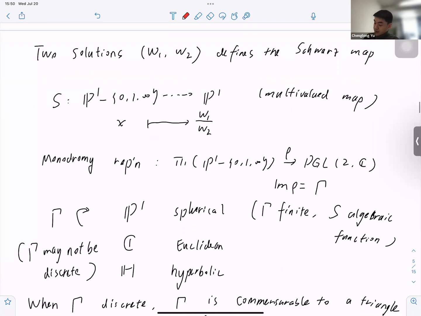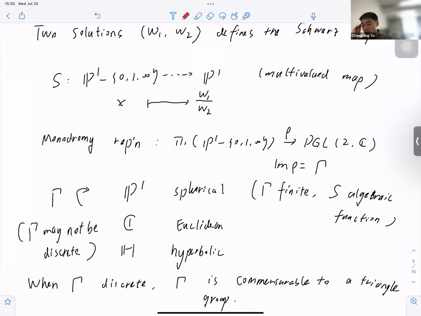And the second case is a Euclidean case. So gamma may act on the complex plane. And the last case is that gamma fixes a hyperbolic ball inside P1. So the target is P1. So it fixes a hyperbolic ball inside P1. Notice that this gamma may not be discrete. So it's also a very interesting question to classify in which cases this gamma is discrete.